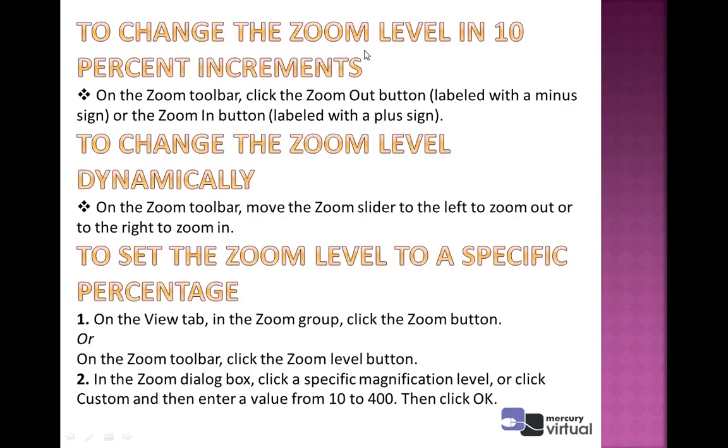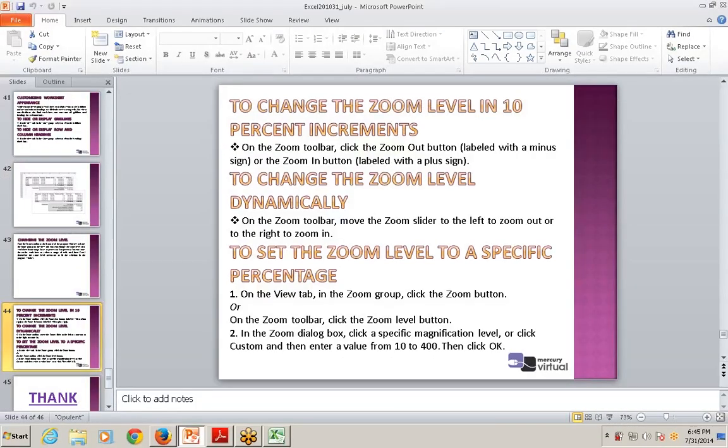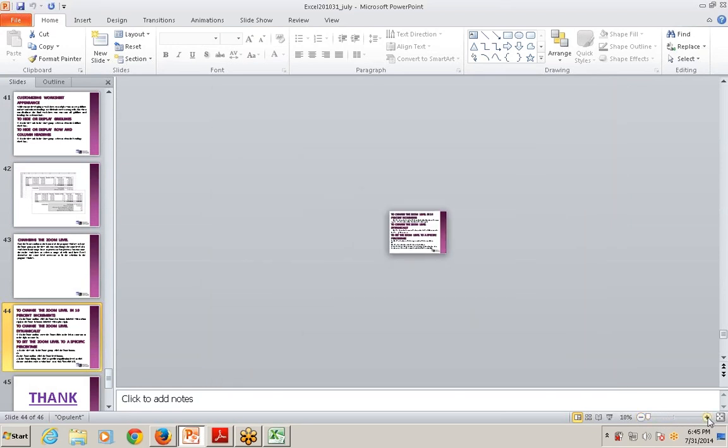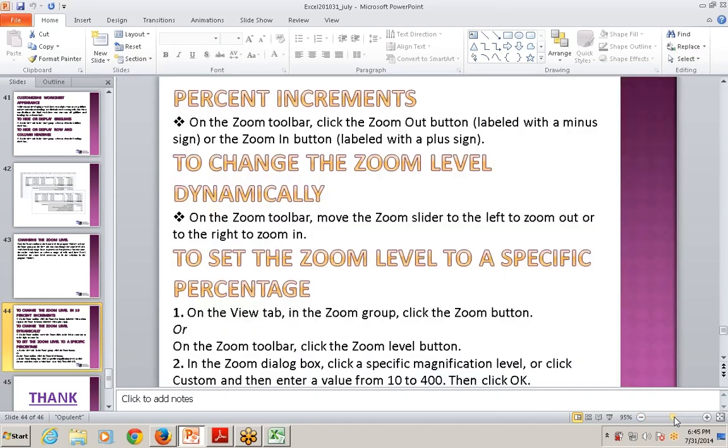How to zoom? How to change? On the zoom toolbar, click the zoom out button or the zoom in button, as I told you in MS Word. How to change the zoom level dynamically? Use the zoom slider to move left or right, or set the zoom level to a specific percentage. Give the percentage, click on the percentage box. Now let's see in a practical way. This is the zoom out, zoom in. This will be decreased. It will also be increased.